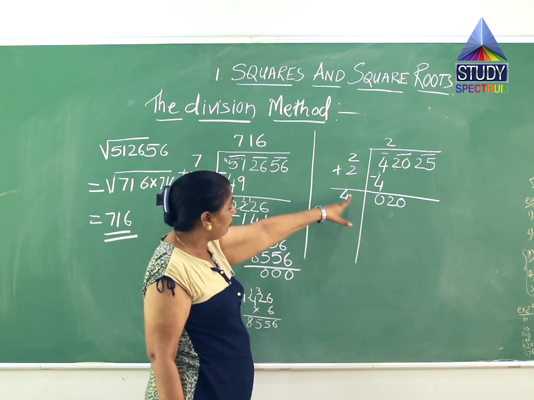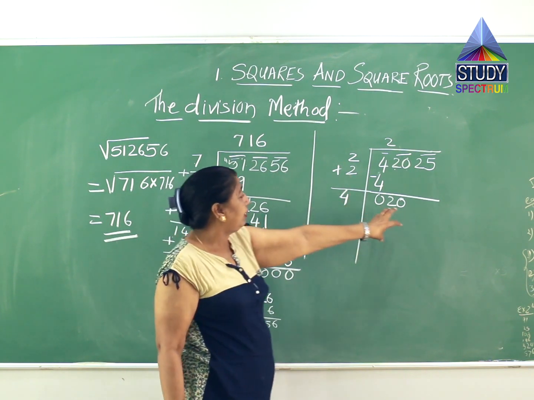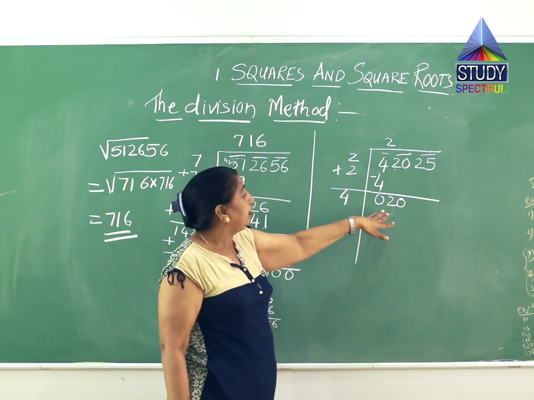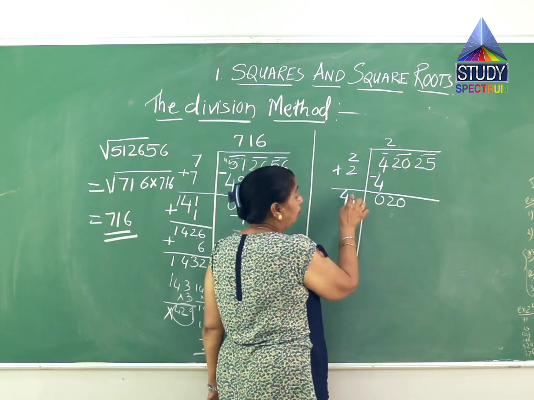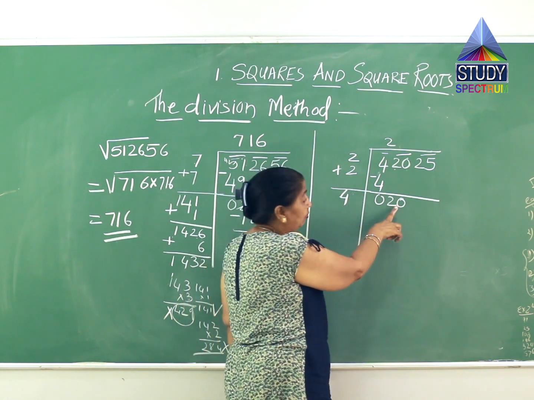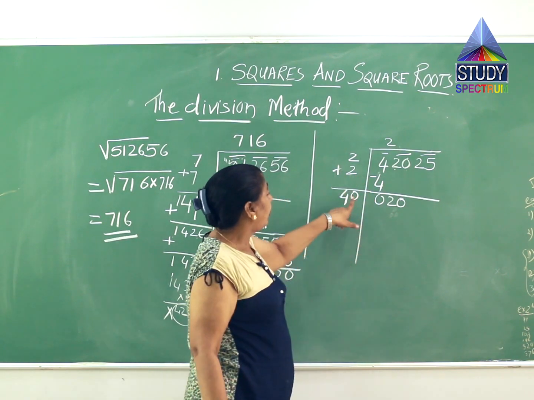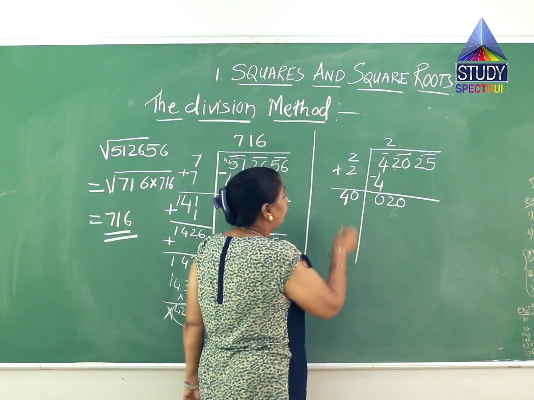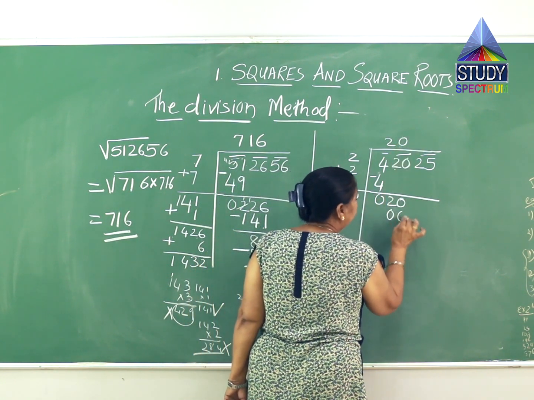Now again I will put some number over here. By multiplying with the same number, it should give me 20 or near to that 20. But if I put 1, I know 41 is larger than this 20. So I have to put 0, so that when I multiply 40 by 0, it will give me 0.